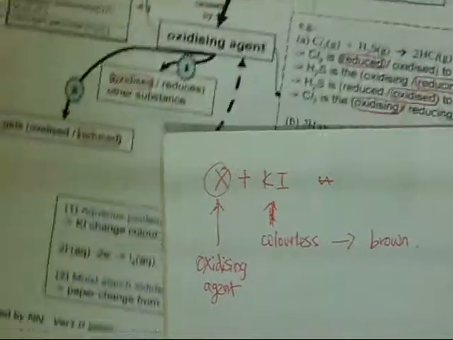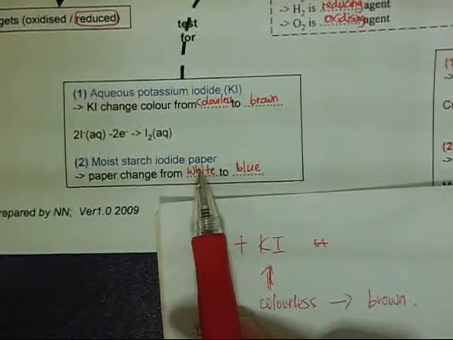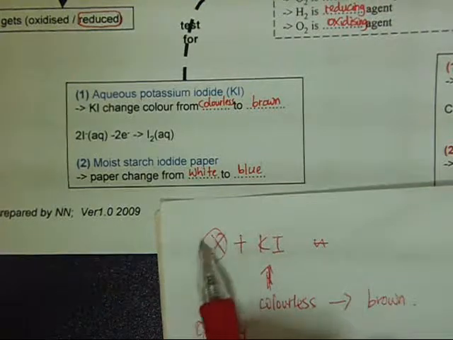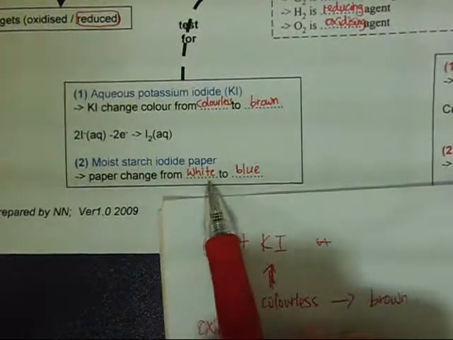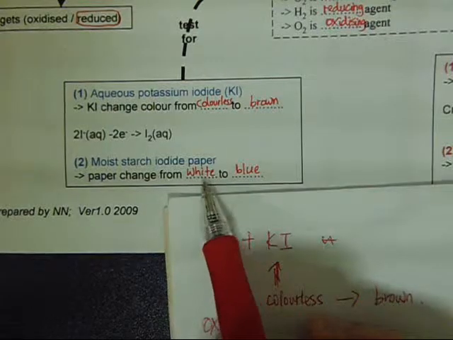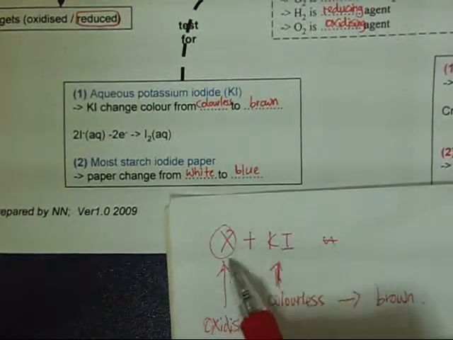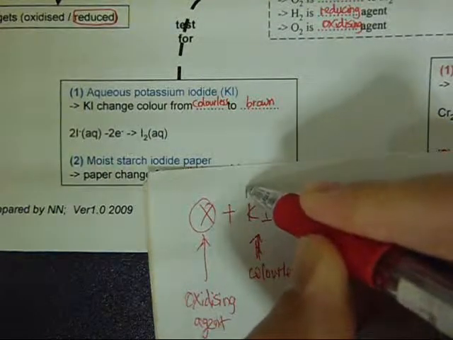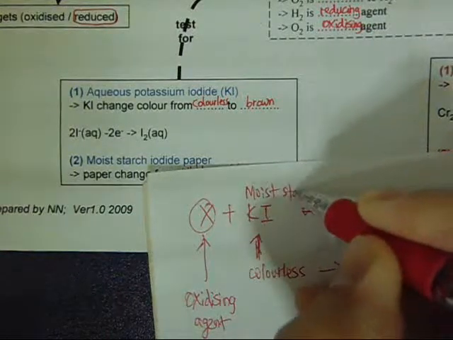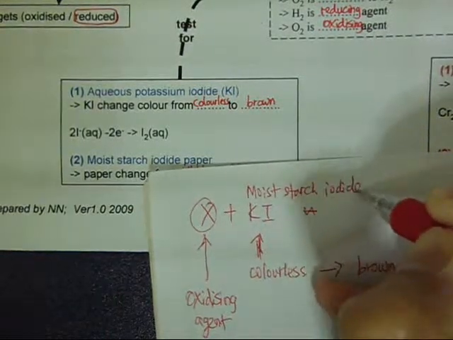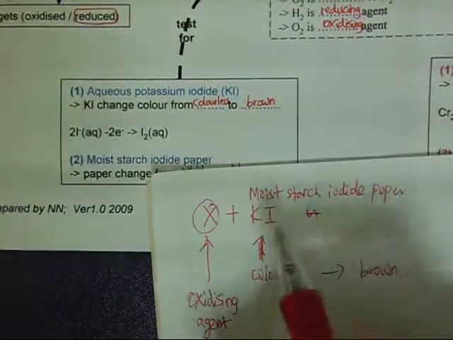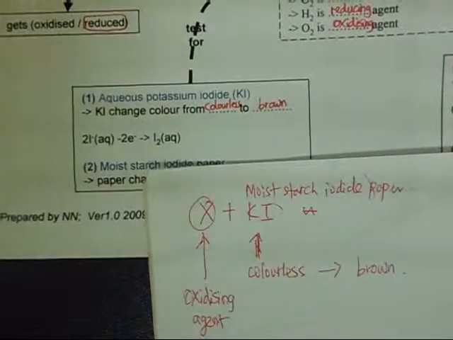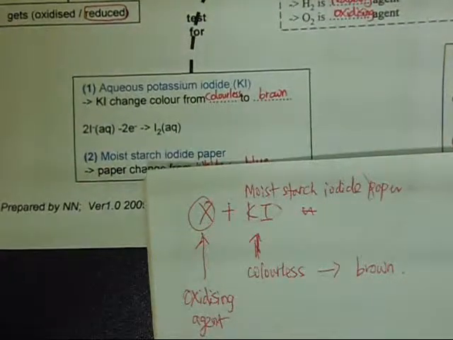Likewise, I can use moist starch iodide paper to test whether this X is an oxidizing agent. Moist starch iodide paper is white. If the paper changes from white to blue, that means this X is the oxidizing agent. So I can use KI, or I can use this moist starch iodide paper. I can use either KI or moist starch iodide paper in order to find out whether an unknown substance is an oxidizing agent.